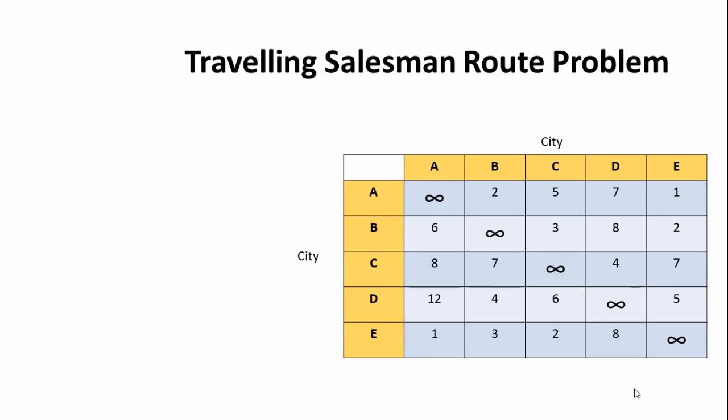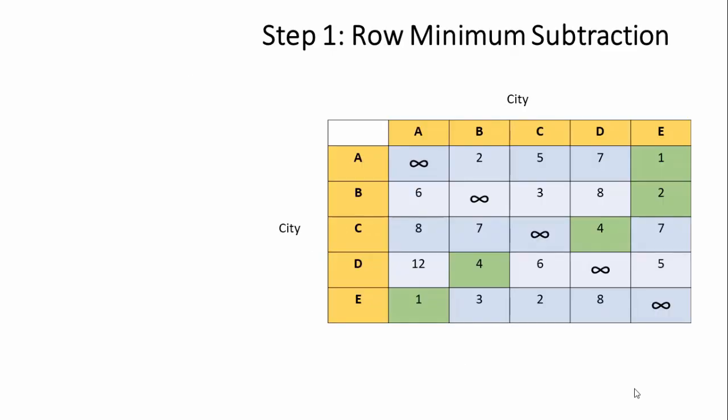When we have such a problem, how do we proceed and get the route for the traveling salesman problem is the question. Step 1, we have the row minimum subtraction, in which we identify the row minimum of each row and subtract that cost from the remaining elements of that particular row. So in the first row we have the minimum cost as 1, and in the second row we have minimum cost as 2, and so on. So we subtract these values.